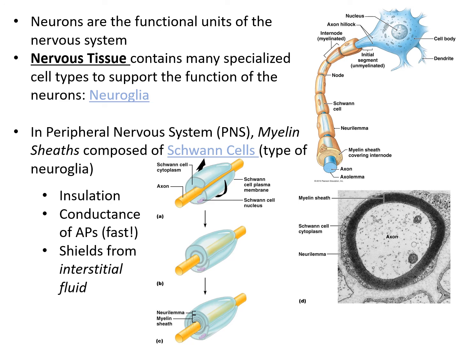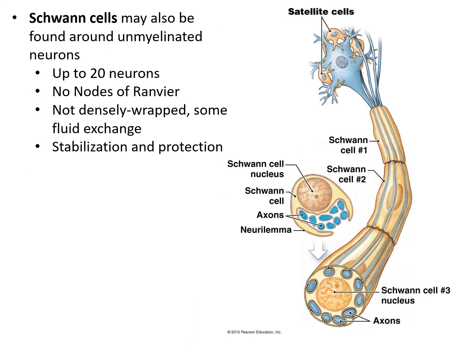So they serve as kind of a buffer, keeping these very delicate structures away from the surrounding interstitial fluid, so the fluid surrounding all of our cells. Because of this protective function, some axons that are non-myelinated, so they do not have this saltatory conduction, are still associated with Schwann cells. As it says here, Schwann cells can be found around unmyelinated neurons.